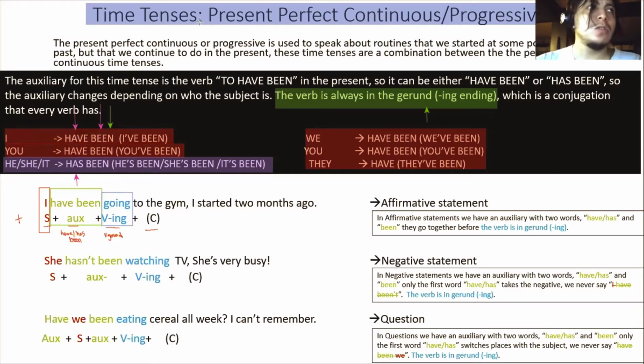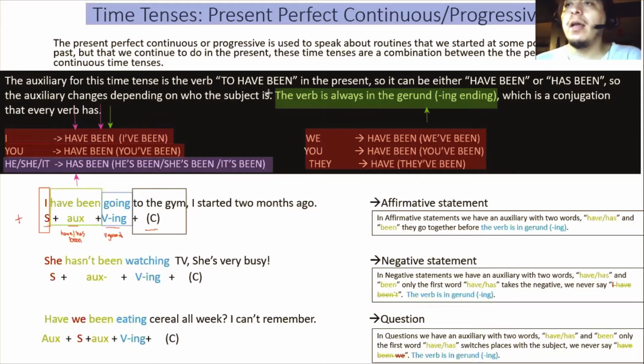And then just to finish with that, we have the complement. In this case, the complement is to the gym. It says, I have been going to the gym. This is an affirmative statement. I have been going to the gym means I started going to the gym some time ago, sometime in the past. In this case, I started 2 months ago. And today, I continue to do this. This is, again, some kind of routine that I started in the past and that I continue in the present.